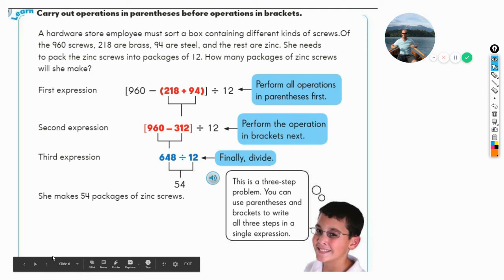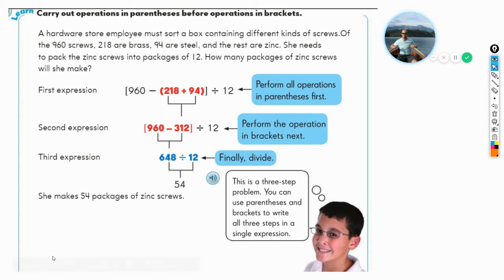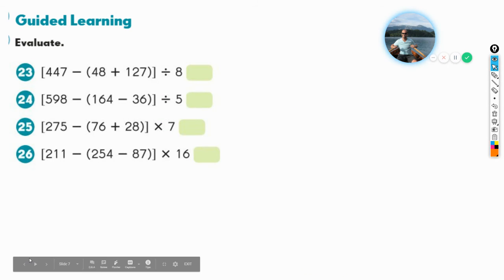Now it's telling us today to carry out operations in parentheses before operations in brackets. And really, to simplify that, brackets are just an extra set of parentheses. So basically what you're doing is you see this bracket.